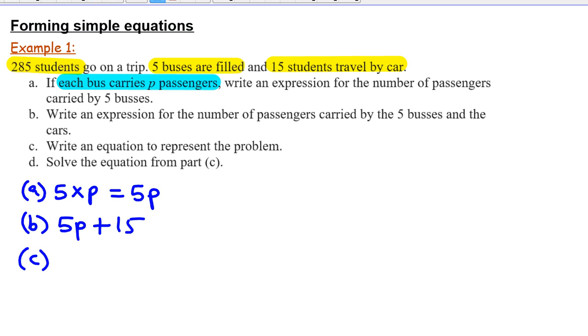C, write an equation to represent the problem. So we know that the total number of students is 285, which means that 5P plus 15 is equal to 285.